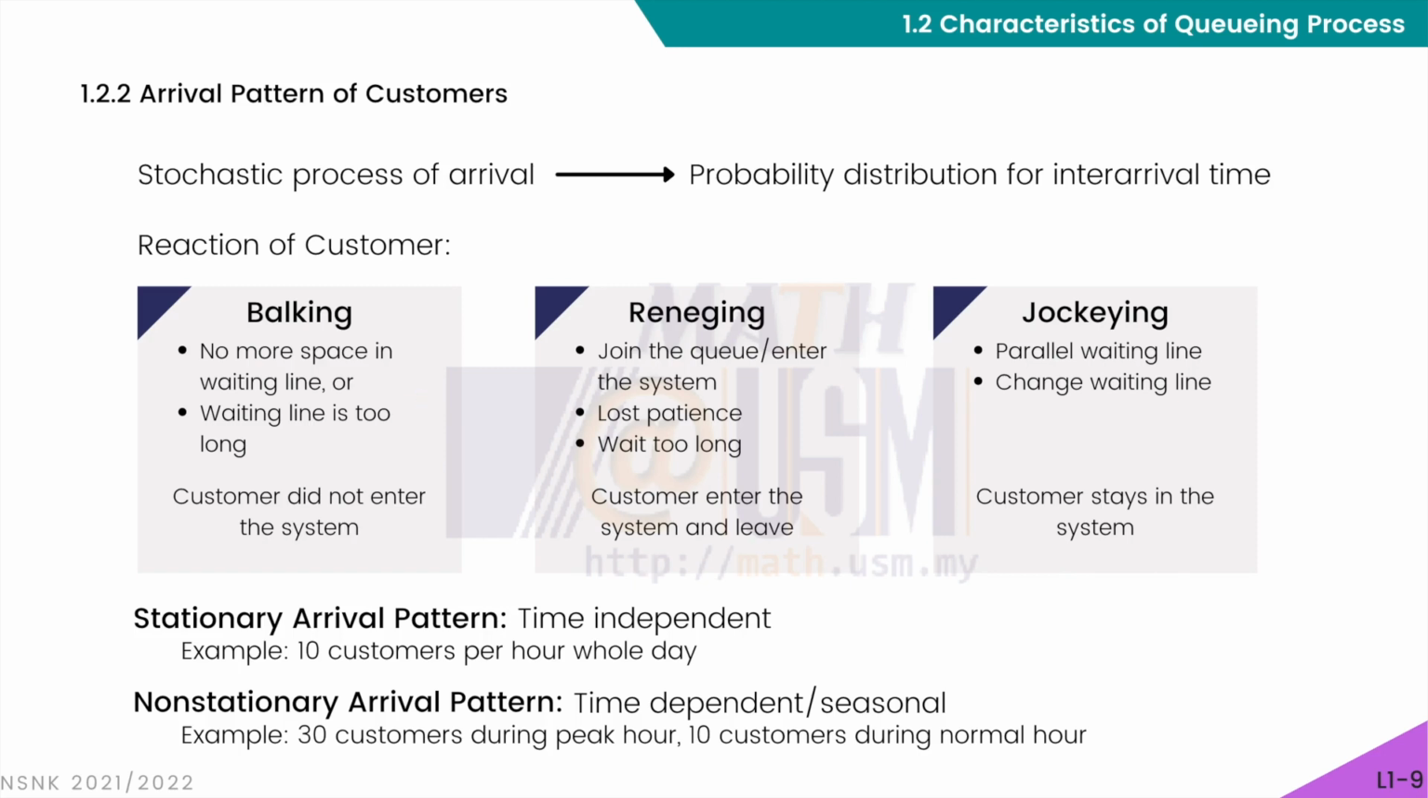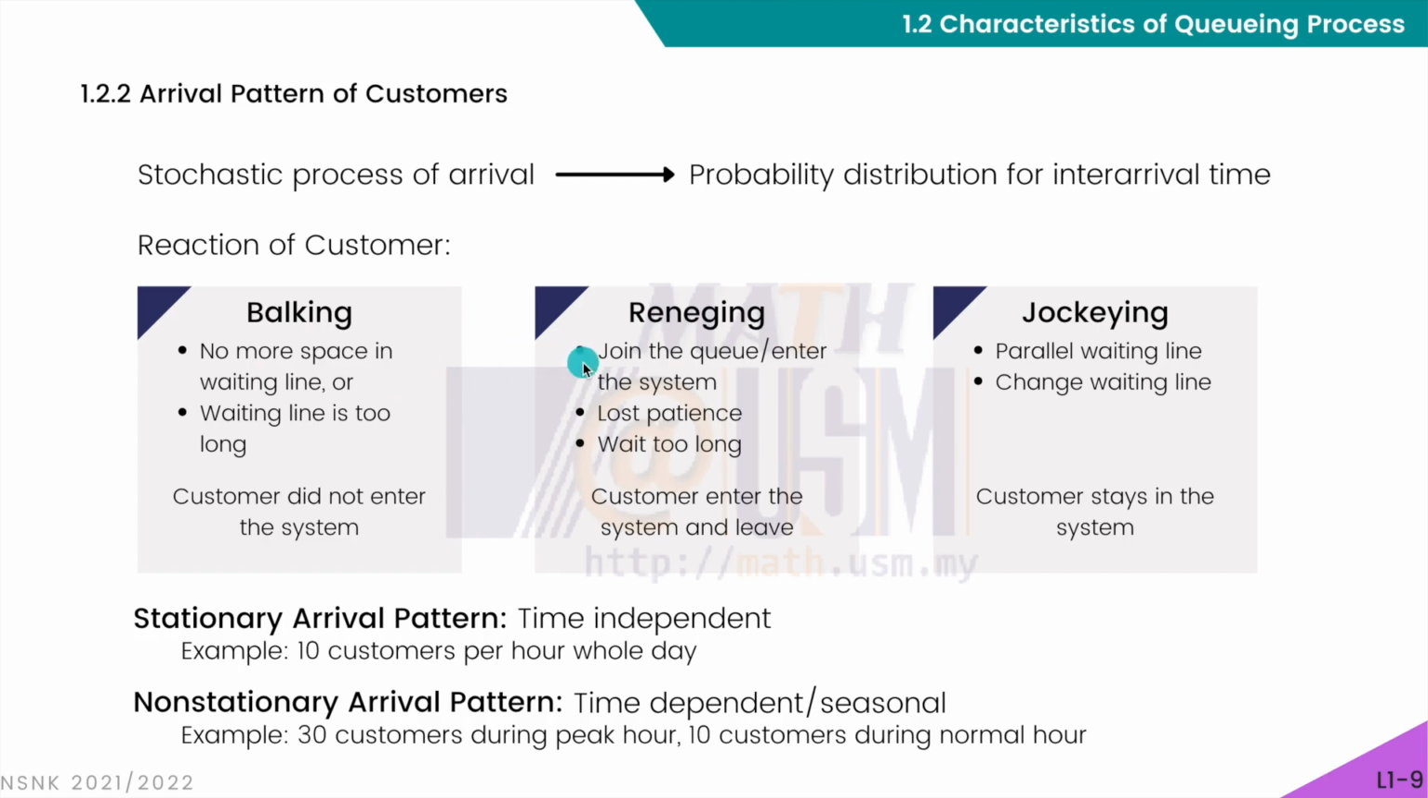Okay, for example, if you have a small shop, the waiting line or queue inside the shop is already full. The customer saw from outside the shop and then decided not to enter the shop, hence meaning the customer did not even enter the system. The customer did not even arrive in the system.